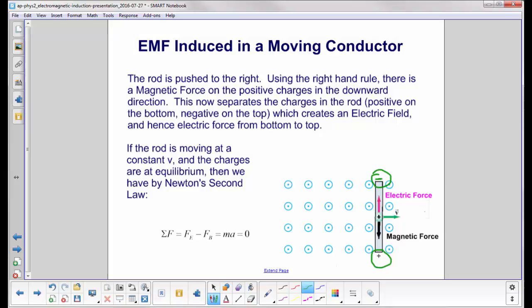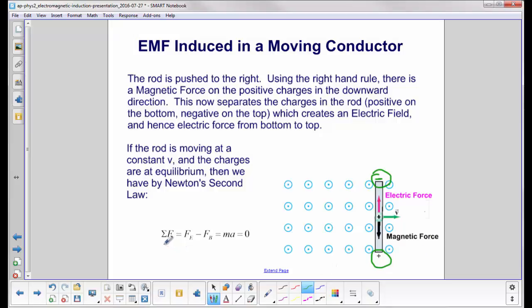We have a separation of charge. So we now have an electric field in the rod pointing from bottom to top, so there will be an electric force on these positive charges counterbalancing the magnetic force. This will go on until these two forces are equal, and then the charges will stop moving.